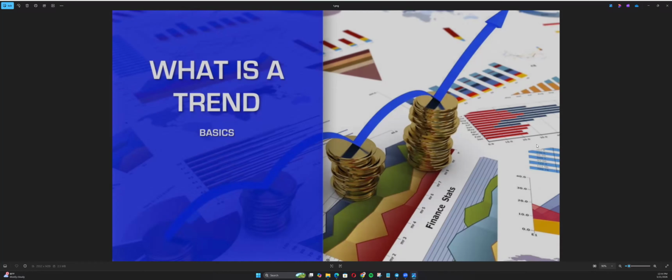Okay, so now we're going to talk about market structure. What is market structure? Because this is one of the topics that a lot of traders would find difficult when it comes to trading, especially if you're starting new. Market structure is going to be a big deal for you.